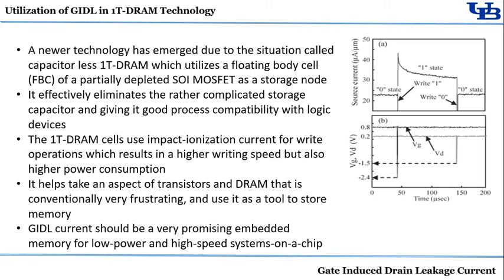In the figure we can see 1T DRAM technology and how it can write ones and zeros using GIDL current. We can also see the time it takes to write the ones and zeros over time with respect to VG and VD.